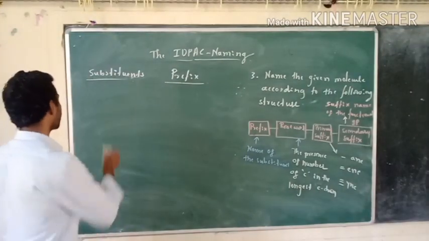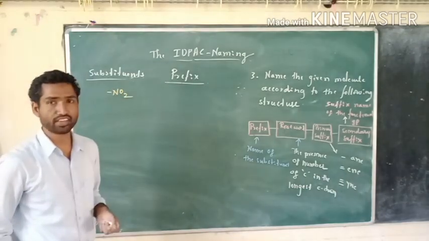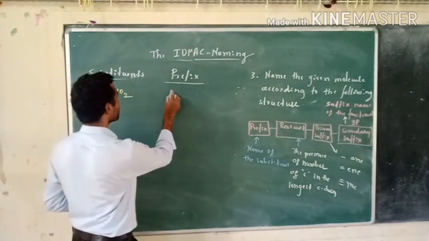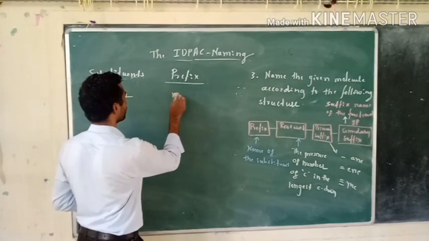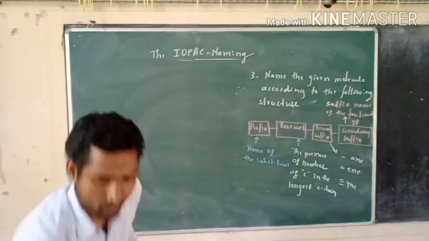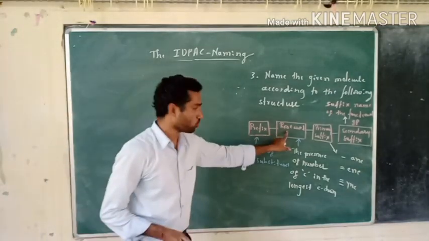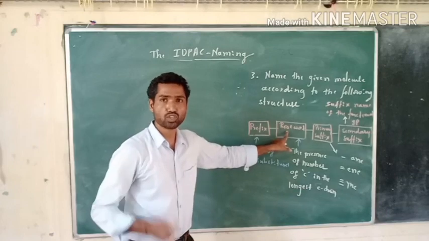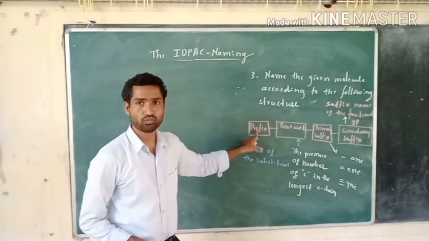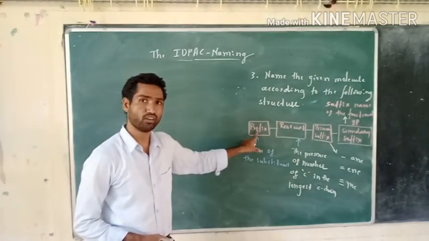Okay. One more thing is, if NO2 is present as a substituent, then we have to use the prefix nitro. Now, up to this point, what we know is the different root words we have to use and the different substituents. For that, the different prefixes we have to use, that we have discussed.